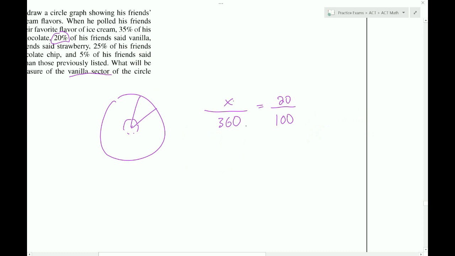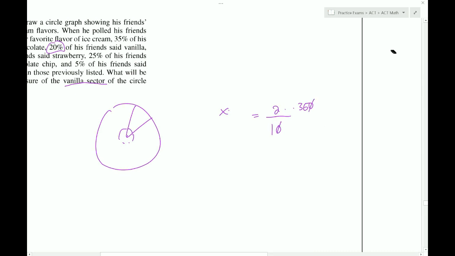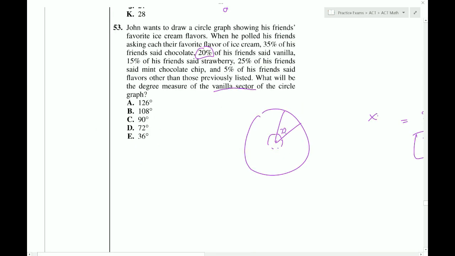So we move this 360 diagonally across the equal sign. Then we can start canceling out zeros. So those zeros can cancel, and also these zeros can cancel. 1 doesn't do anything, so just 2 times 36, which is 72. So that's how many degrees will be in that arc, or central angle.